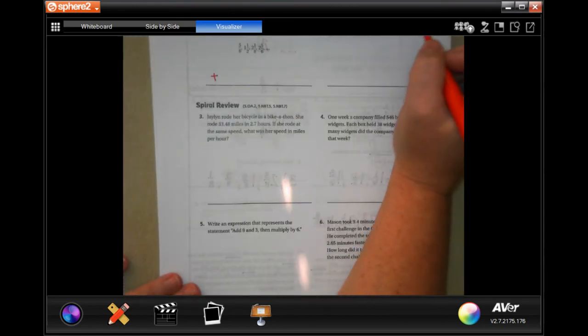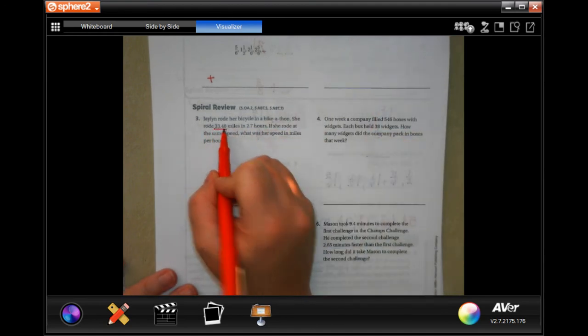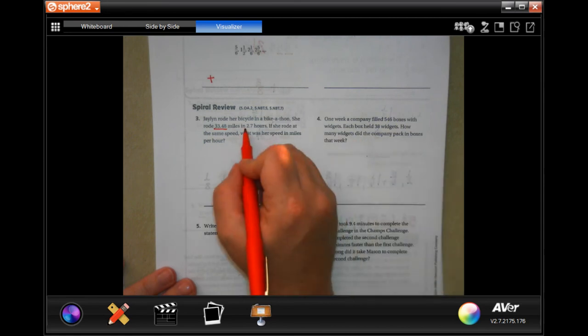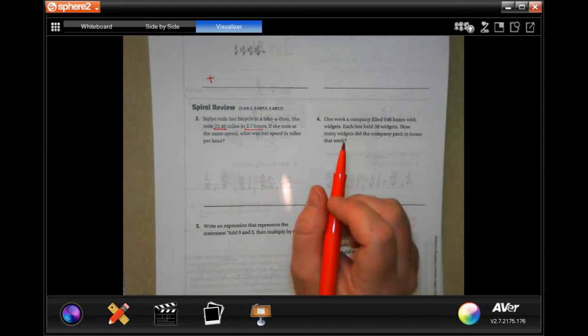Okay, we're going to go down to spiral review. Jalen rode her bicycle in a bike-a-thon. She rode 33.48 miles in 2.7 hours. If she rode at the same speed, what is her speed in miles per hour?